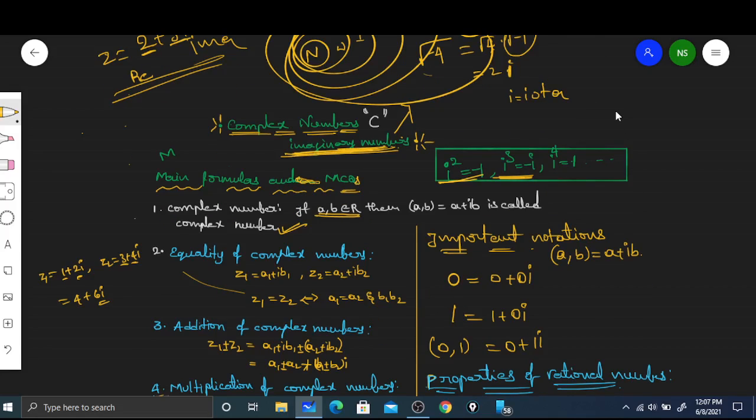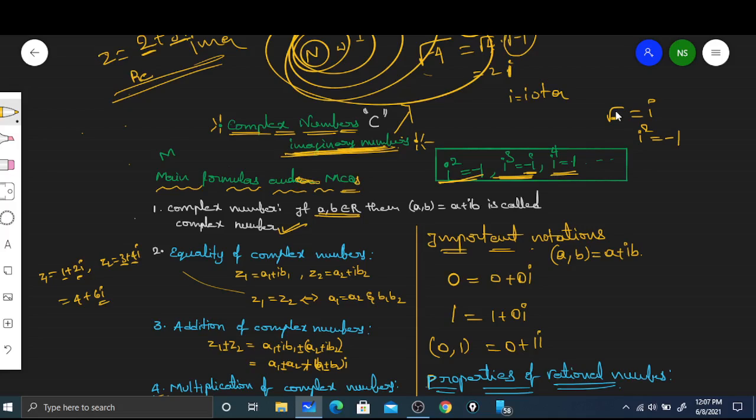And this notation you should remember. Square root of minus 1 is equal to i. We assumed that. If you square on both sides, we get i square value as minus 1. Then i cube is i square into i, which is nothing but minus i. i power 4 is 1. This cycle will be repeated.